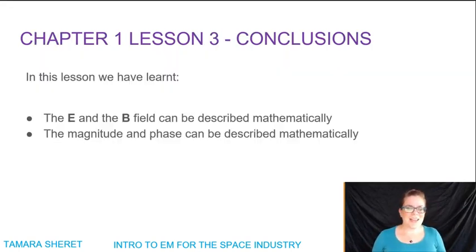So conclusions for lesson 3. We know that the electric and the magnetic field can be described mathematically in several different ways. We know that the magnitude and the phase can be described mathematically, again, in a few different ways. The way that you pick to represent it depends on what work you want to do with them.